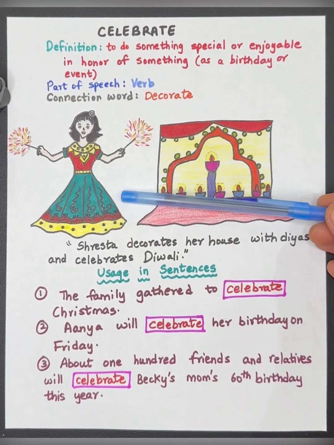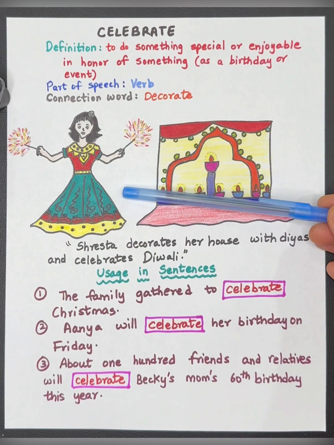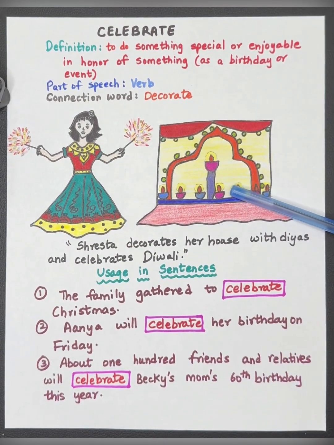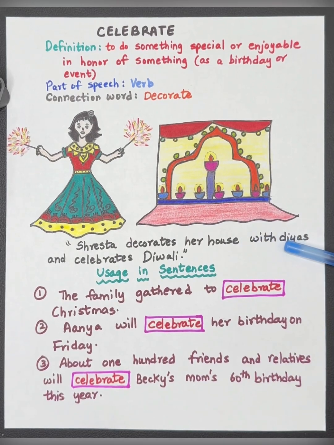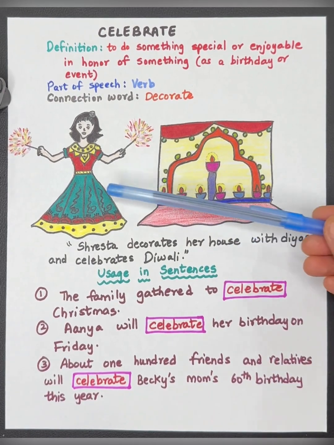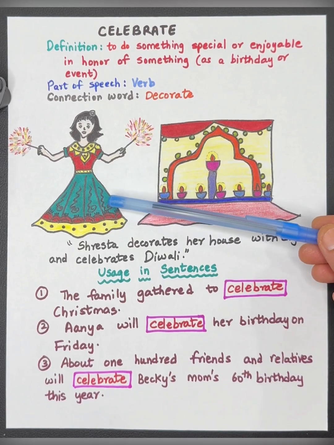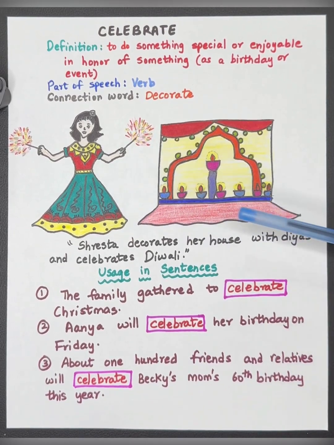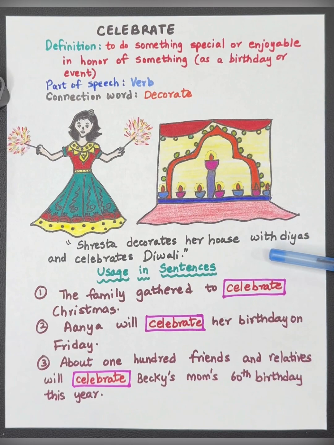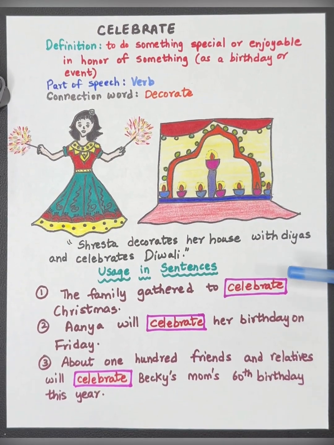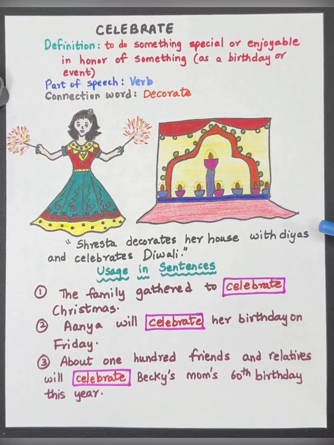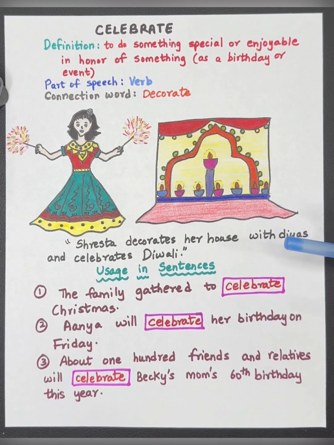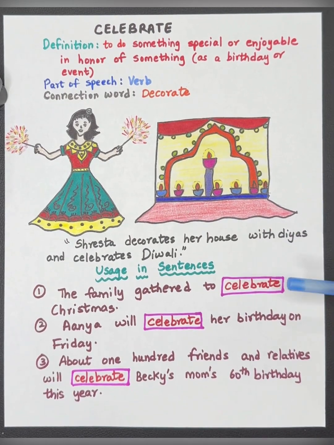In this picture, you can see a girl who is beautifully dressed up with an amazing decoration in the background. Shrestha decorates her house with diyas and celebrates Diwali. She is Shrestha and she is celebrating Diwali in her house. Usage in sentences. The family gathered to celebrate Christmas. So the family came together to celebrate Christmas. What do they do? They enjoy good food, they talk, and they party, right?